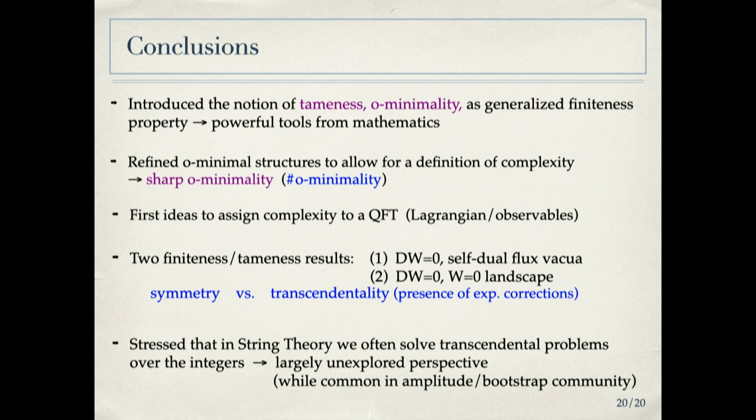two finiteness results which are suggesting that there is the option to either have the symmetry loci where you have a lot of vacua, or you are in a very transcendental situation where you have very few, very sparse set of vacua, much more sparse than previously expected. So I stress that one should pay more attention to these number theory aspects within studying the landscape. Thank you.